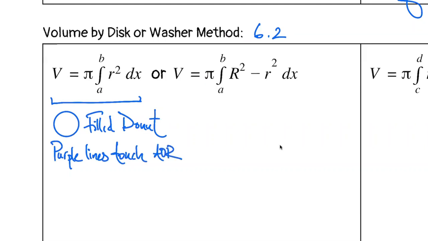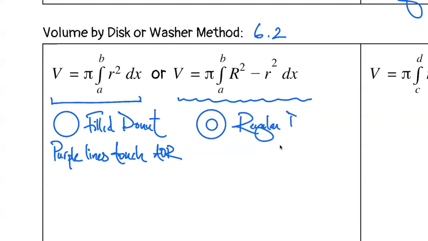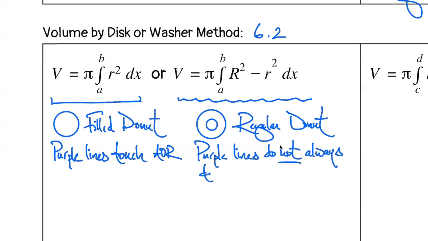All right. Now the second one, this volume with the big R squared minus little r squared, we want to think about a different visual, right? Instead of a filled in circle, we've got a washer situation, or we've referred to that as a regular donut. And one way we might know from our pictures is that the purple lines do not always touch the axis of revolution.